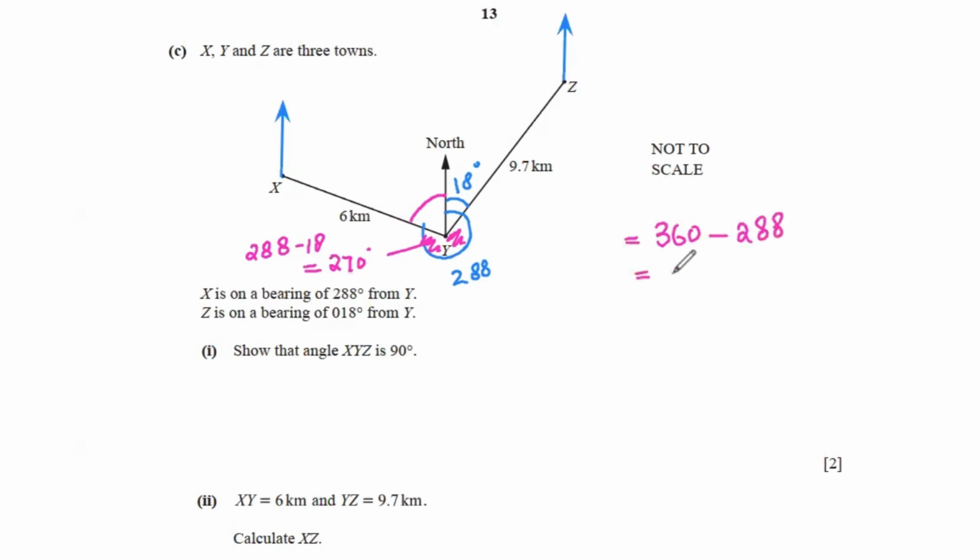So 288 minus 360 is going to give us 72 degrees. So we had to show that XYZ is 90. XYZ is going to be 72 plus 18, which is 90 degrees. That's your answer.